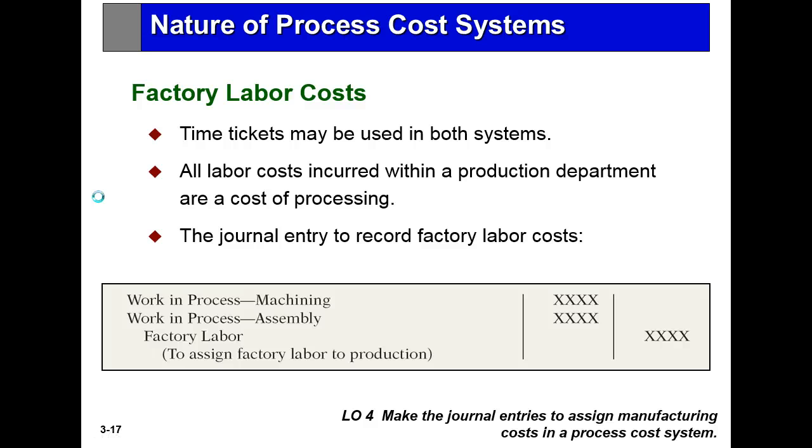Factory labor, same thing. The time tickets get used in either job systems or process systems, but then the labor costs are going to be put into a specific department. You're either working in machining or you're working in the assembly, right? They don't split them, they decide who's working in what area.